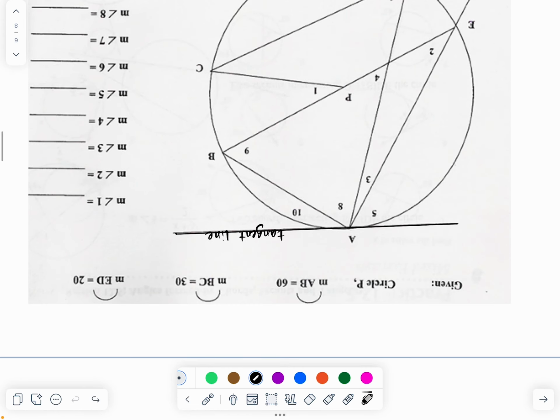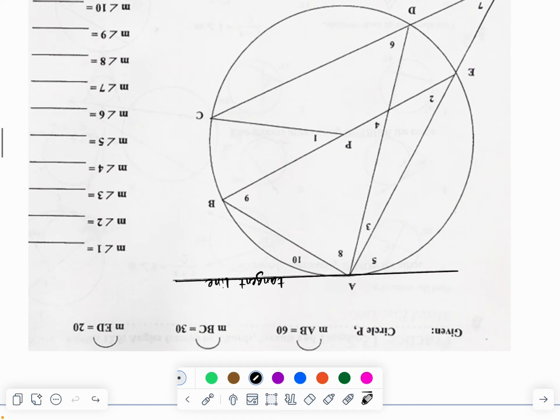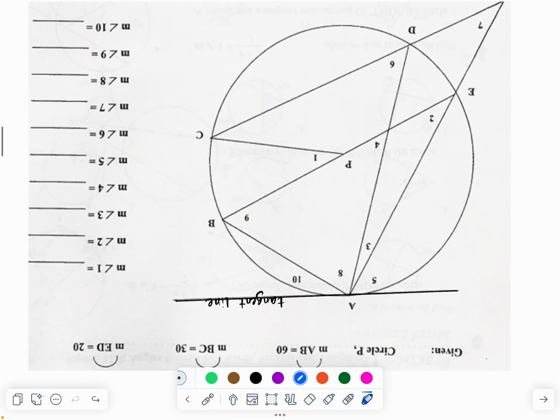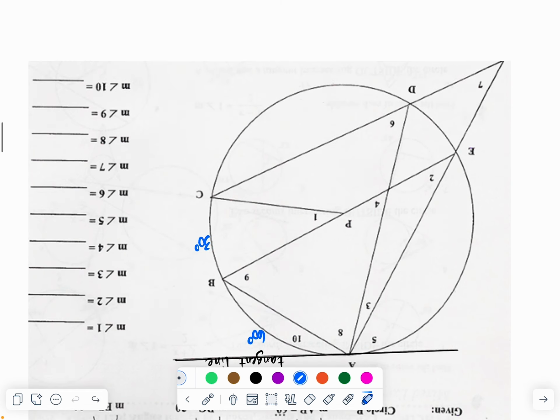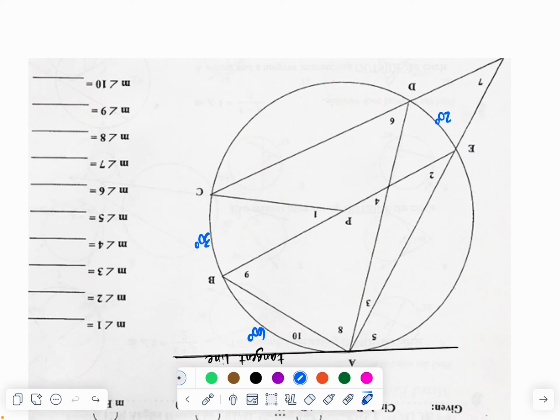All right, just for giggles, why not? Let's go tackle this big circle question here. Let's see if we can do this really quick. If my iPad dies, I'm sorry. All right, so the measure of arc AB is 60. The measure of arc BC is 30. And ED, where's that? 20.